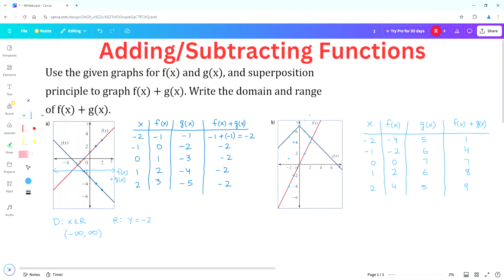On the right side of the y-axis, the straight line goes like this. On the left side of the y-axis, the points can be joined to form a straight line like this. So this should be the graph of f(x) plus g(x).